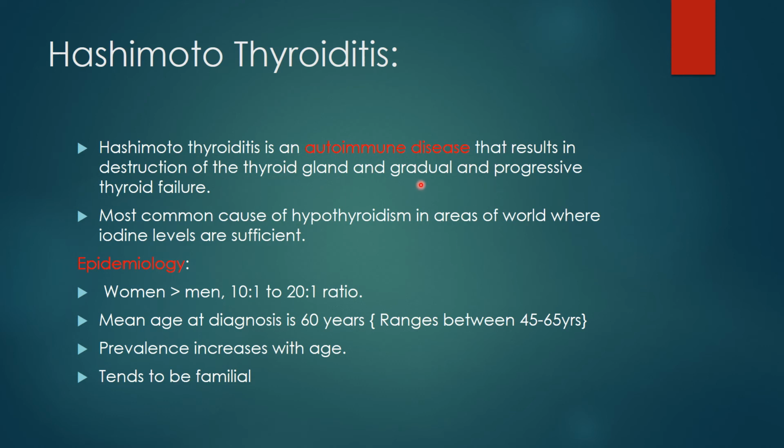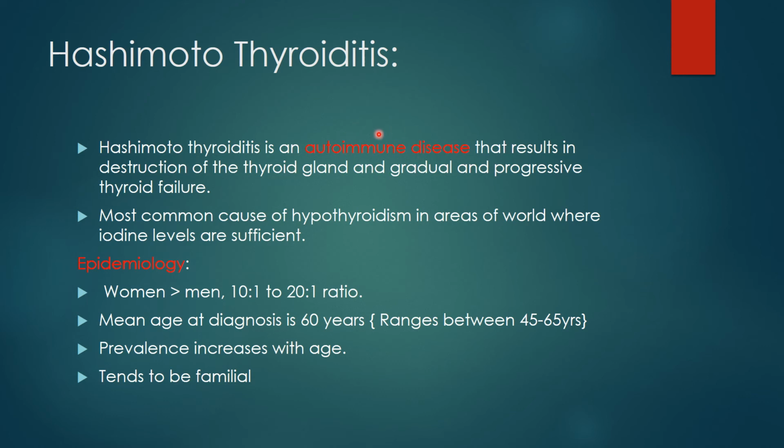Hashimoto thyroiditis is an autoimmune disease that results in destruction of the thyroid gland and gradual and progressive thyroid failure. It is the most common cause of hypothyroidism in areas where iodine deficiency doesn't occur. It means the iodine levels are sufficient in those areas. It is more common in women, with a ratio of 10:1 or 20:1. Mean age at diagnosis is 60 years and it ranges between 45 and 65 years. Its prevalence increases with age and it tends to be familial.